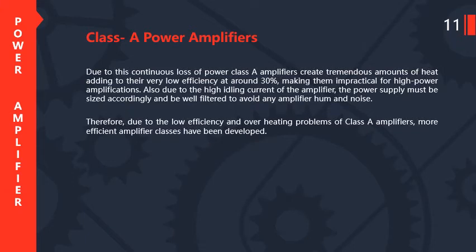Due to this continuous loss of power, class A amplifiers create a tremendous amount of heat, adding to their very low efficiency at around 30%, making them impractical for high power amplification. Also, due to the high idling current of the amplifier, the power supply must be sized accordingly and be well filtered to avoid any amplifier hum and noise in the circuit.